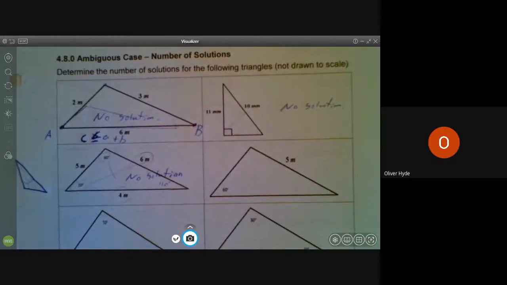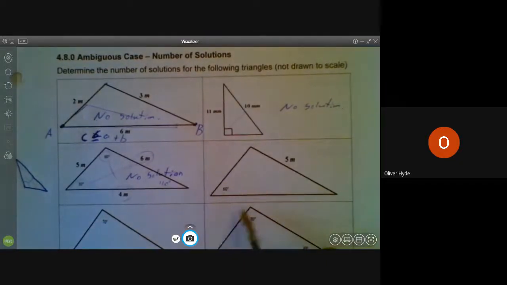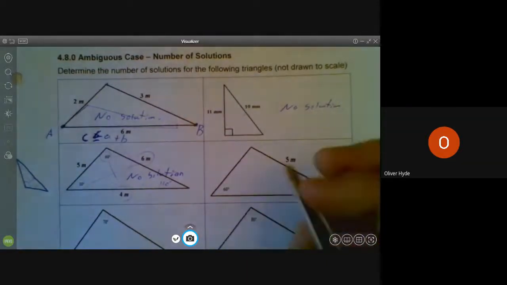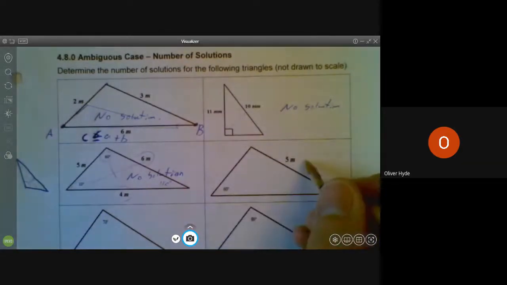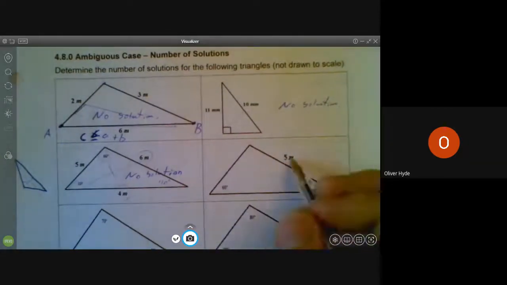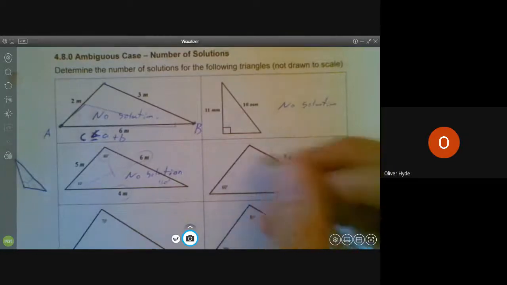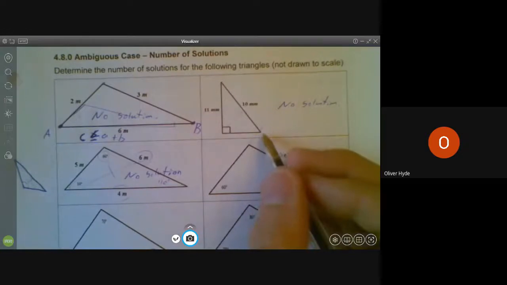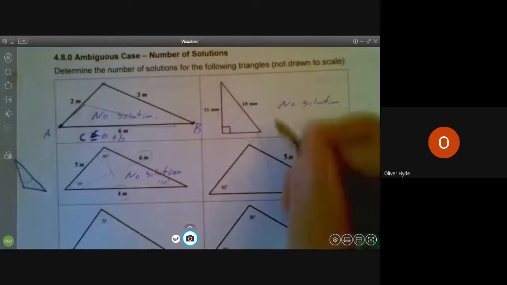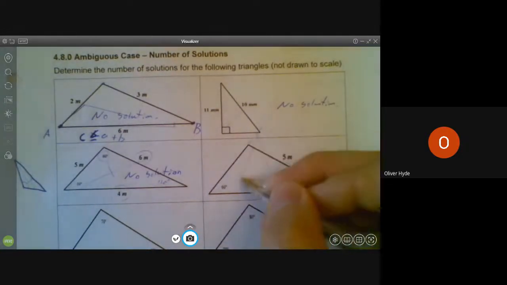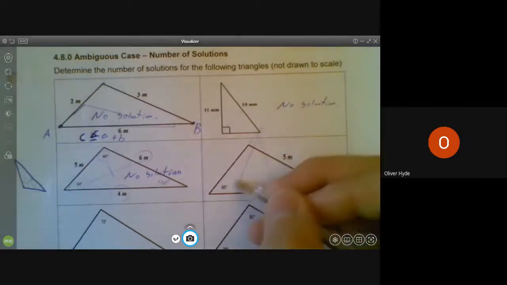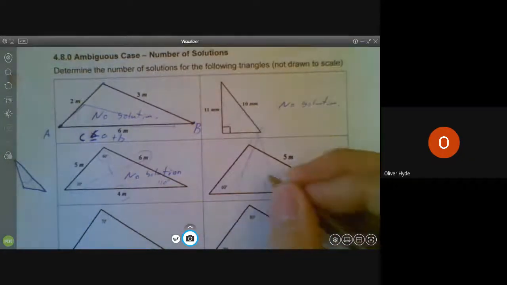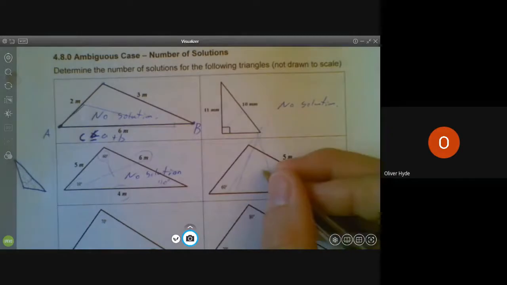I guess the opposite of having too much information is having not enough information. If I tell you there's an angle of 60 degrees and an opposite side of 5 meters, let me pretend this 5 meters is actually a little bit smaller. Well, maybe not. If I make that 5 meters, I should be able to draw 5 meters there, and maybe 5 meters there, and 5 meters there. There's not enough information, so there are an infinite number of possible triangles.